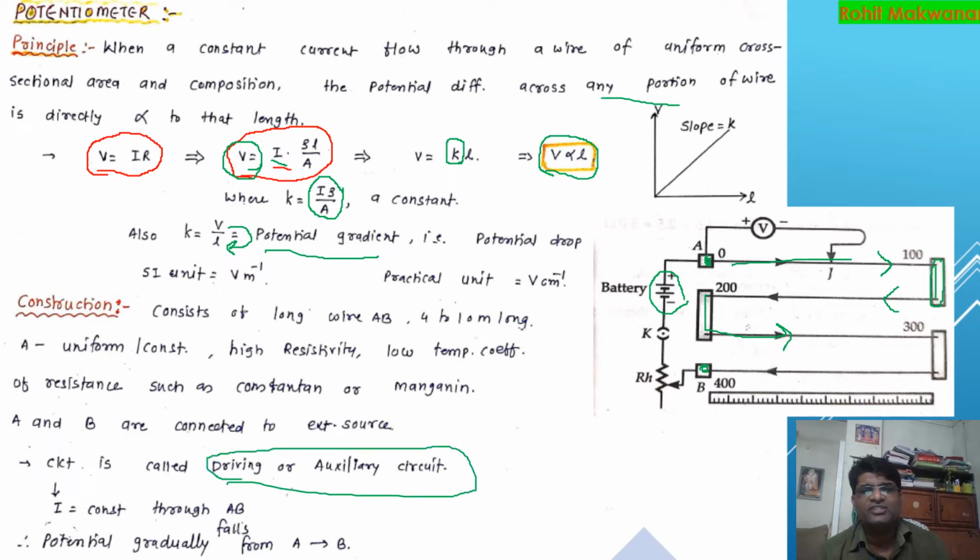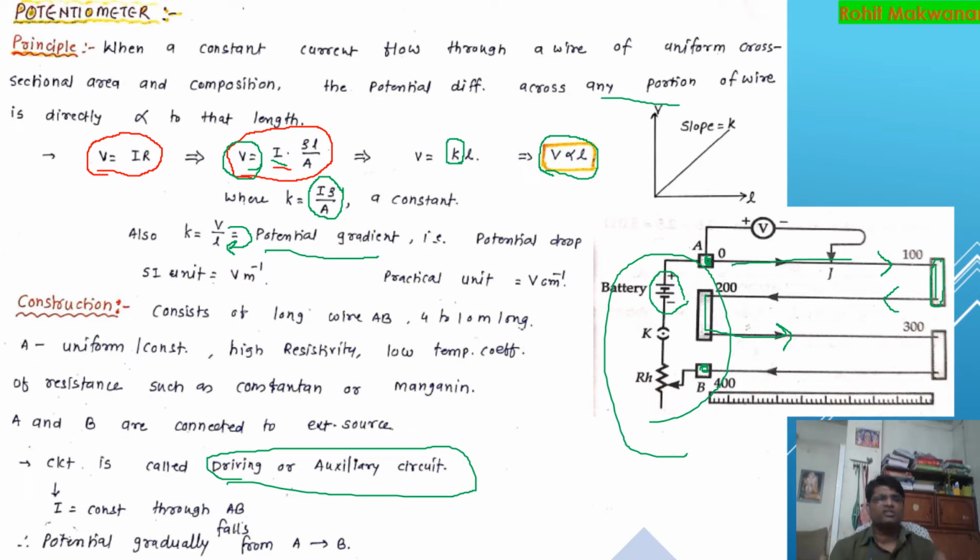This part here of the circuit is, what do we call it? That is auxiliary or driving circuit. Okay, the wire we use here will obviously have uniform surface area as well as its composition, so that will remain constant. You will not change it, and they have very high resistivity and low temperature coefficient of resistance. That means the resistivity or resistance doesn't change throughout this experiment, because it's an alloy. Generally we may take constantan or manganin.